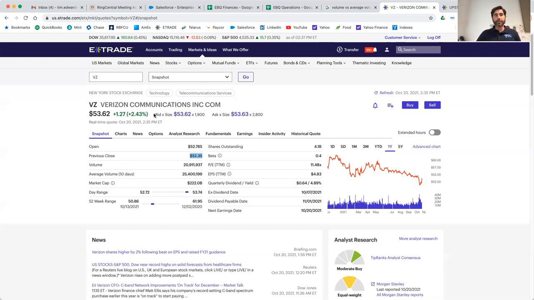Then you're going to see something called the bid. The bid is in essence the price that you can buy it at. So right now you can buy it at $53.62. The ask is what you would sell it at, or the most you could sell it at, $53.63. For stocks like Verizon, big companies that push a lot of stock, the bid and the ask are typically going to be a penny apart. Very rarely will you ever see it more than a penny apart.